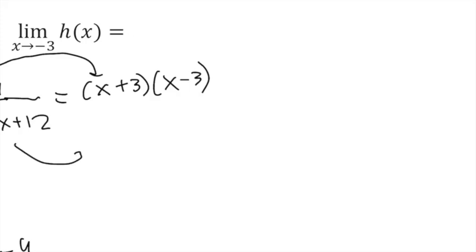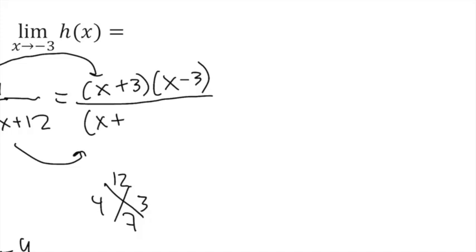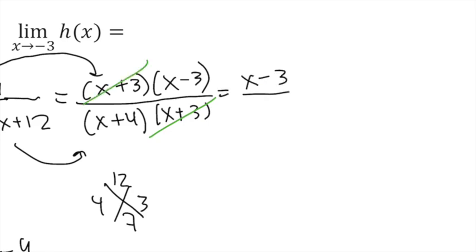And on the bottom here, we have to figure out what multiplies to 12 and then adds to 7. That's going to be 4 and 3. So this will be x plus 4, x plus 3. We have these cancel out. So we get x minus 3 over x plus 4.